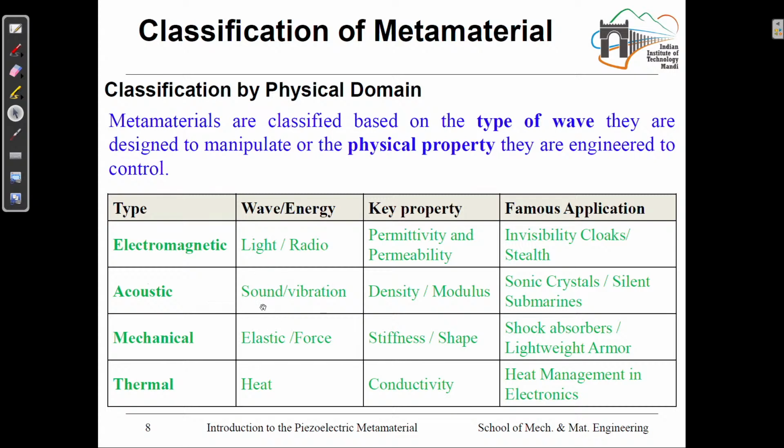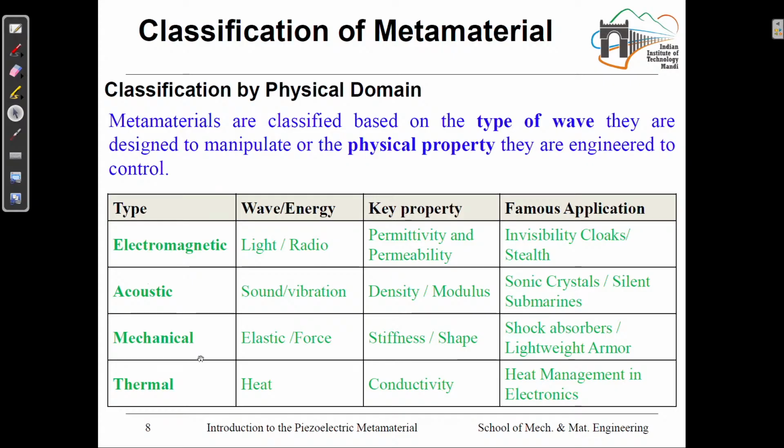And the acoustic domain. Here we have sound waves, even vibration waves. And here we want to design or modify the density and modulus, which are used in sonic crystals, right? Or in the case of submarines, which are in the sea, we want that there should not be any noise coming outside. Everything should be in silence. So for that we can design the material of the submarine as an acoustic metamaterial.